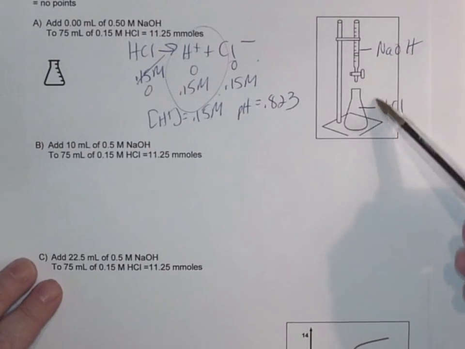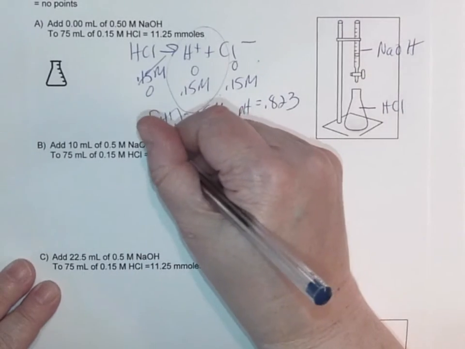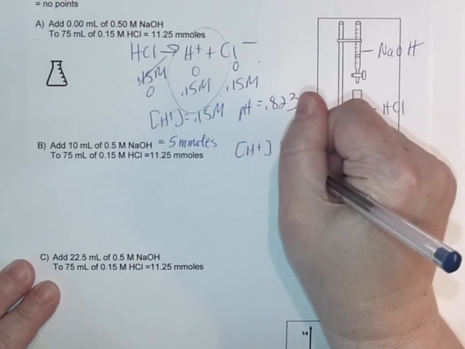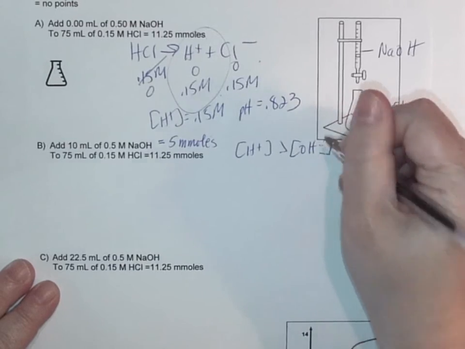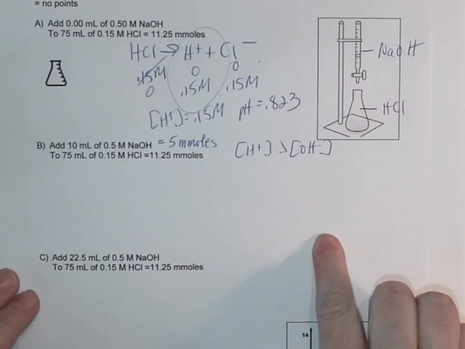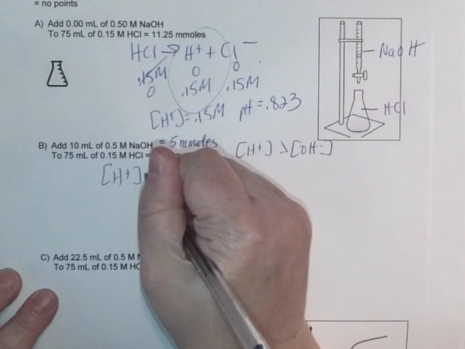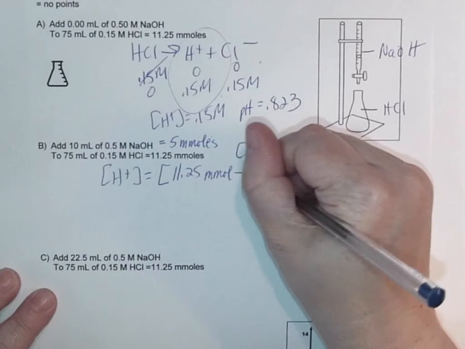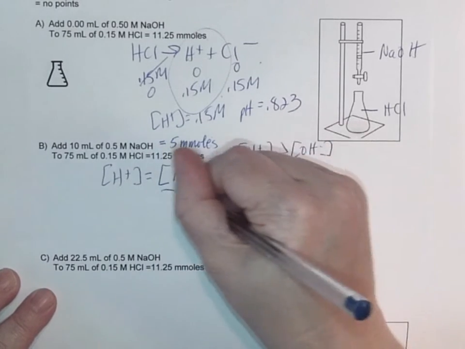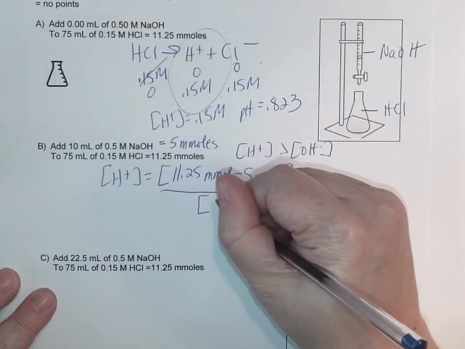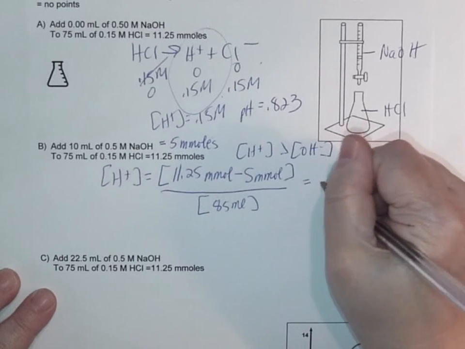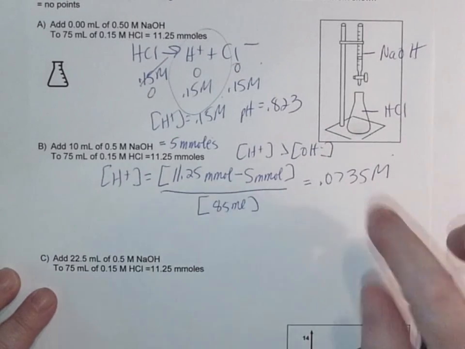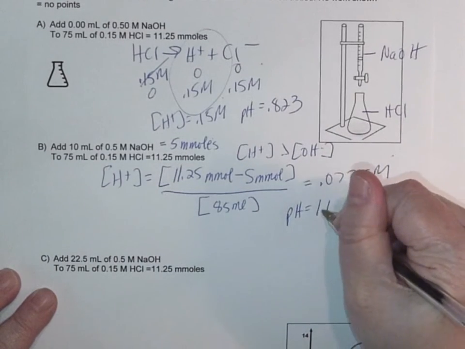All right, now we're going to add some base to it. We're going to add 10 milliliters of this. We're going to get it into millimoles. As I see this, I can see that my millimoles of my acid are greater than my millimoles of the base. So I should have an acidic pH. I know then that I have an excess amount of hydrogen ions still, because I have more acid than I do of base, and this is going to neutralize each other, divided by the total volume, which is 85 milliliters, and I get 0.0735 molar. I can find the pH from that information. It's 1.13.